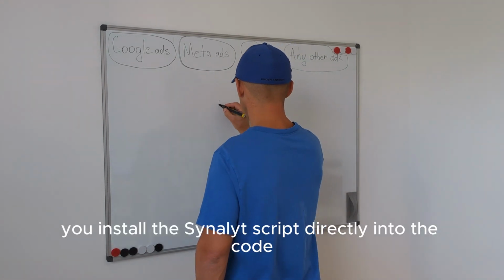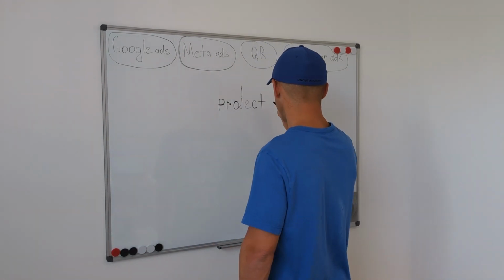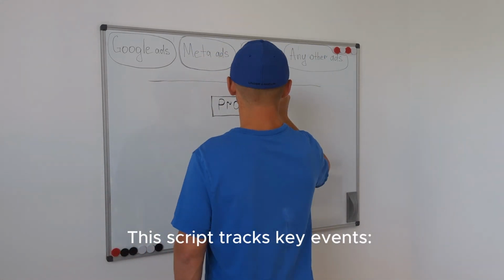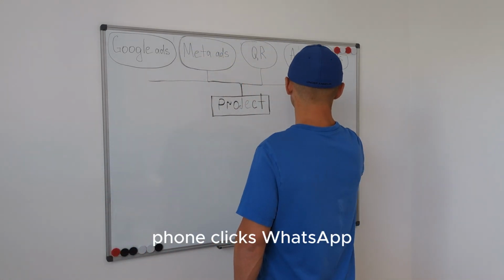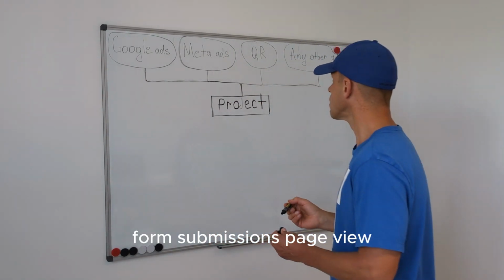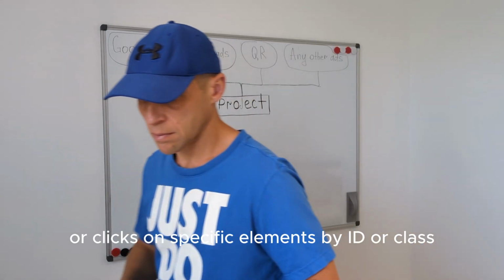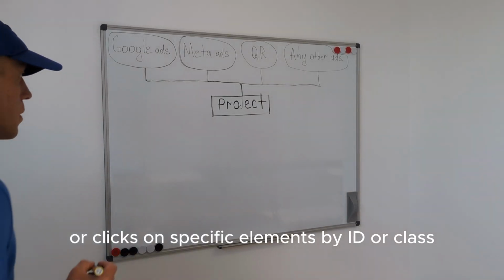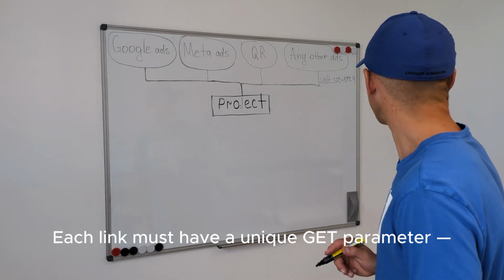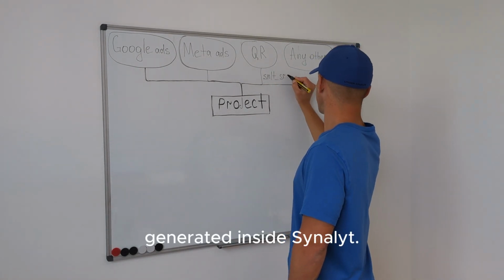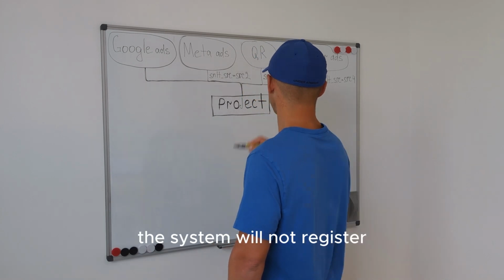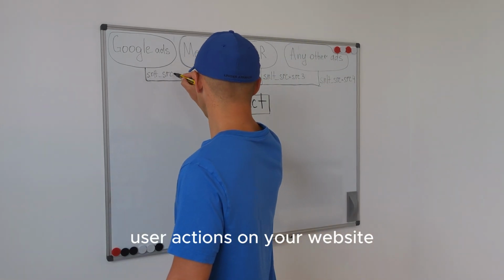Here you install the Synalyt script directly into the code, right before the closing body tag. This script tracks key events: phone clicks, WhatsApp, Telegram, Viber actions, form submissions, page view, or clicks on specific elements by ID or class. Each link must have a unique GET parameter generated inside Synalyt. That's the key. Without it, the system will not register user actions on your website.